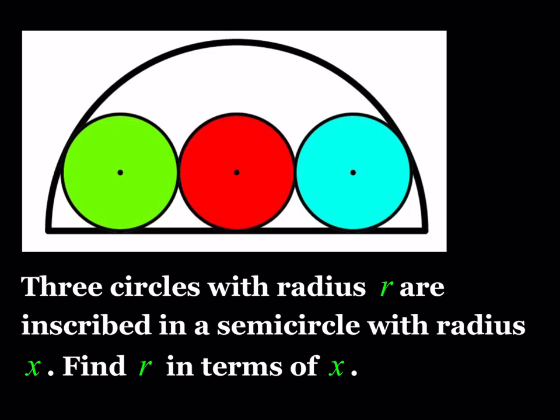Let's get started. As always, we're going to start by making some connections. I'm going to start at the center of the semicircle, and we'll make a connection to the center of one of the circles. Let's try that again. Here we go. Okay, so what do we know about this length? Well, that's the radius of the semicircle, which is x. So it's given as x.